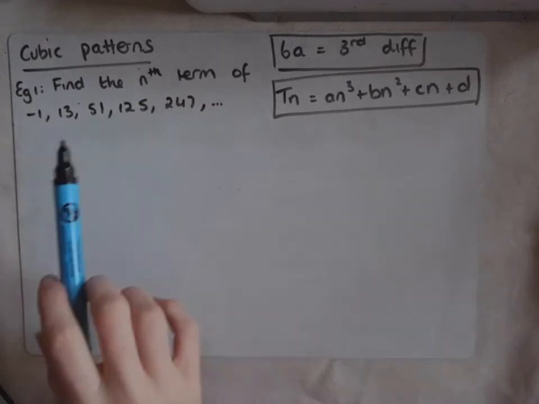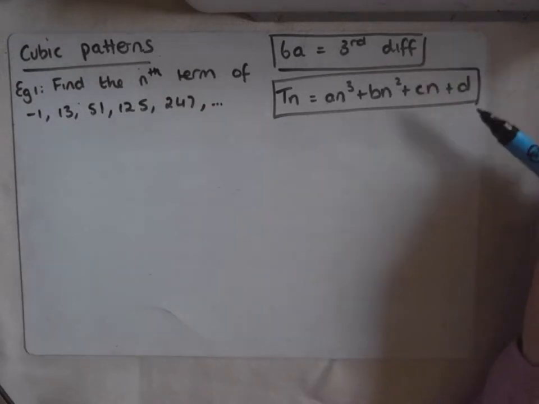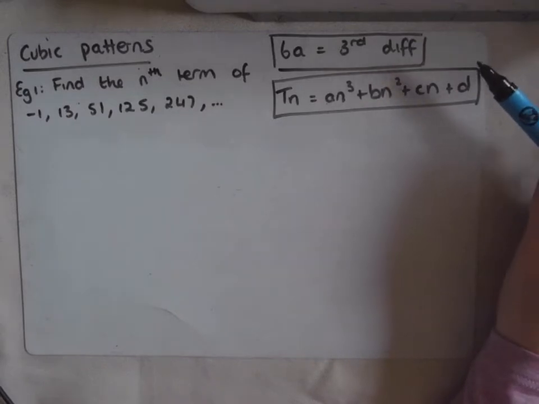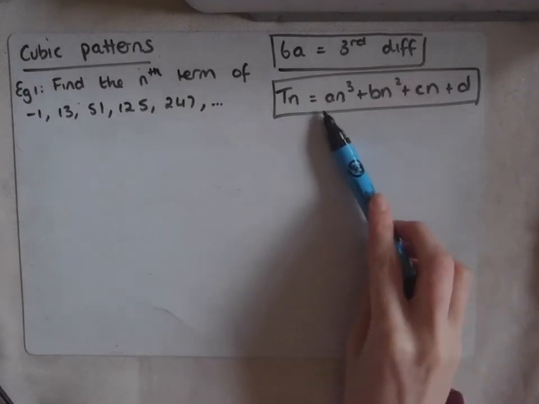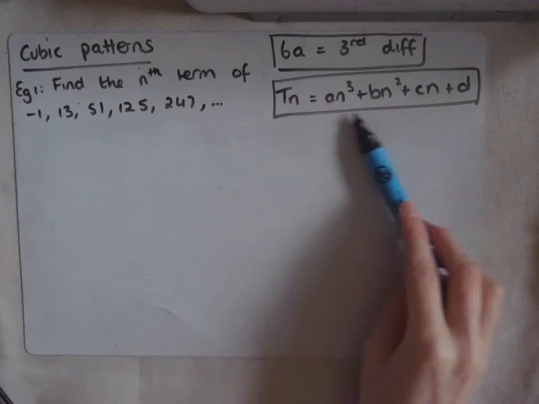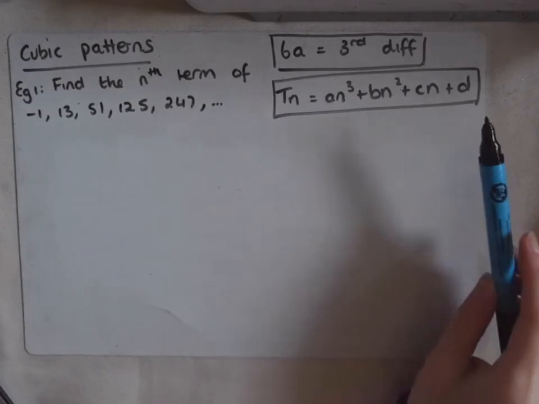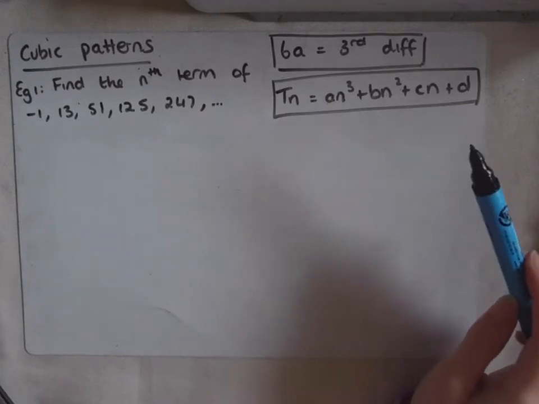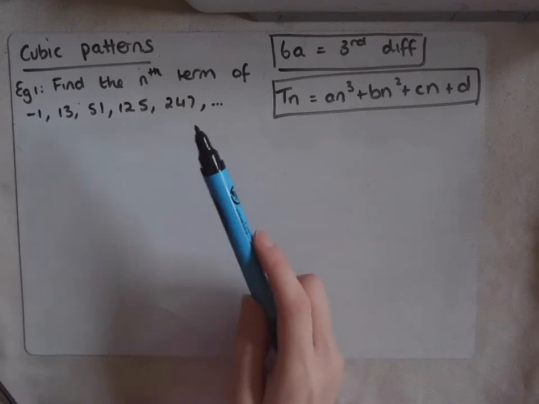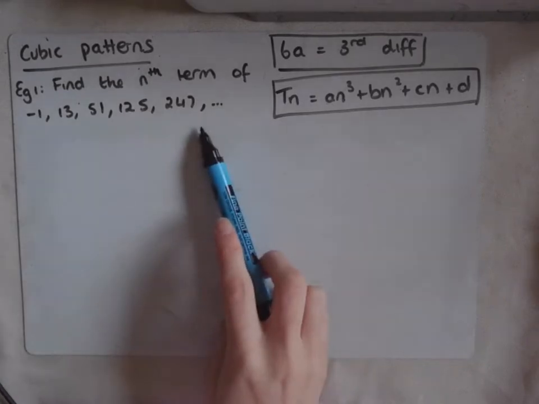Okay, so we're going to have a little look at cubic patterns. You're going to learn these two things off. 6a is your third difference, so you'll be able to find this a quite easily. And this is your Tn, an cubed plus bn squared plus cn plus d. Okay, so find the nth term of this pattern of numbers.